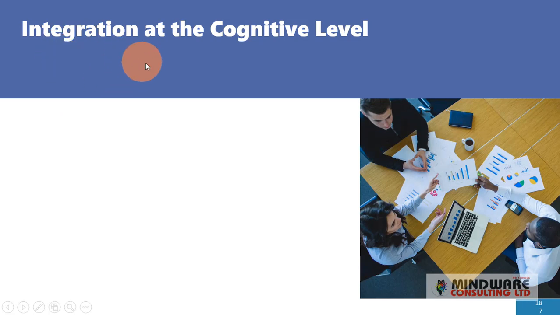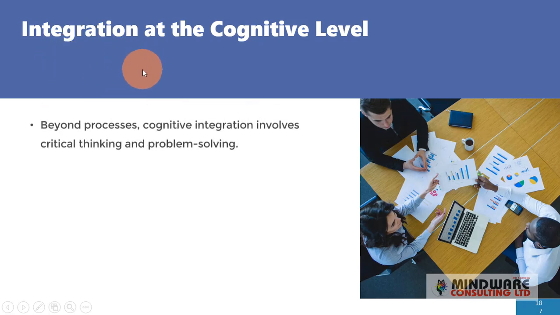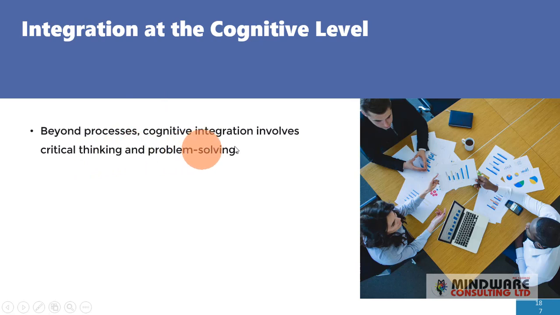So how about integration at the cognitive level? Let's look at that. Beyond processes, cognitive integration involves critical thinking and problem solving. When we talk of cognitive, we talk of mental, we talk of intellectual. So at the mind level, this involves critical thinking, your thinking pattern, and then also your problem solving processes.